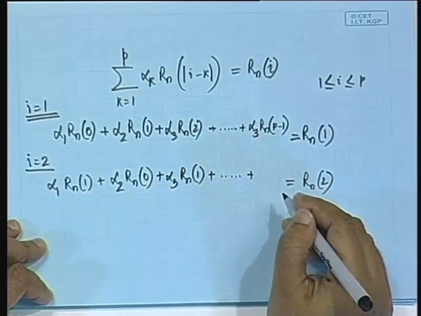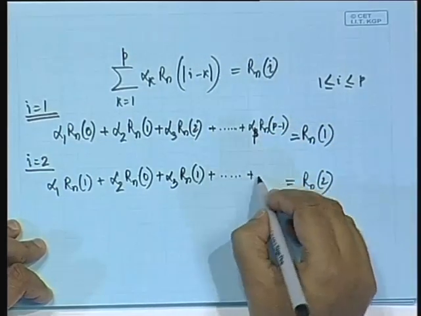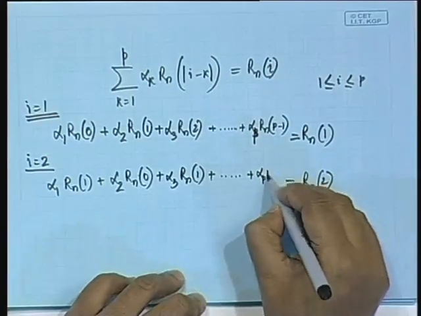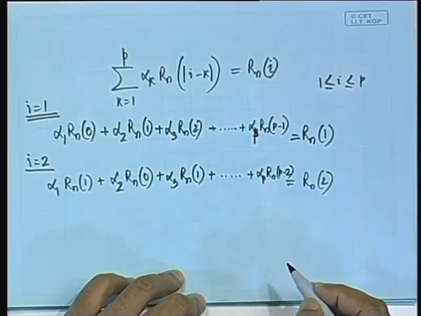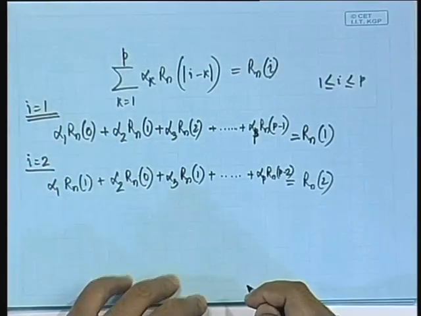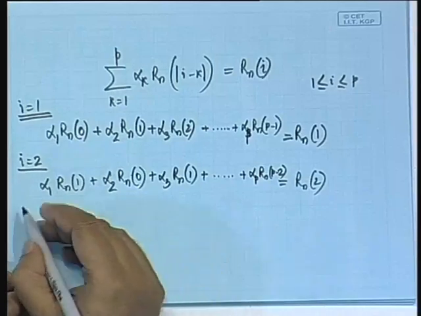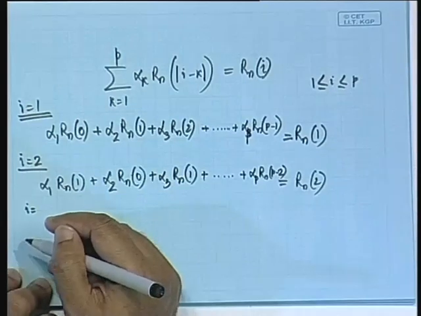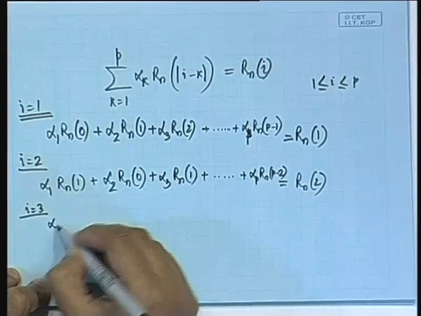What is going to be the last term? No, the last term coefficient is alpha p. So this is alpha p Rn p minus 2, right. Symmetric is definite, but you will see another interesting property of symmetry. Okay, as some of you must have already noted, this is resulting in a matrix equation. So, I just write down I is equal to 3, which you can now understand very easily.